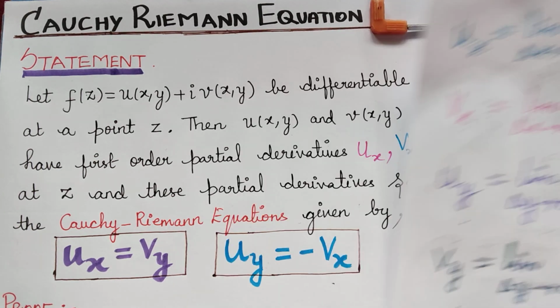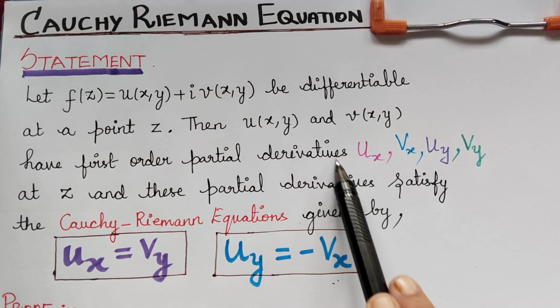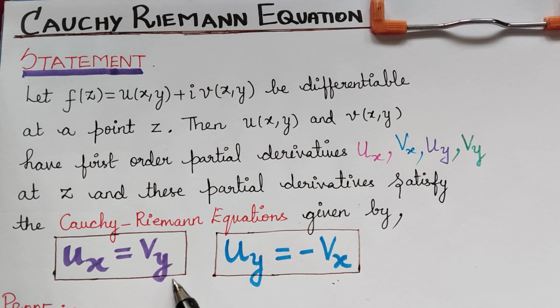Now having this, we have to prove that the function, that is f of z, satisfies the Cauchy-Riemann equations given by ux is equal to vy and uy is equal to minus vx. That is, the first order partial derivatives satisfy these equations. So that is what we are going to prove.